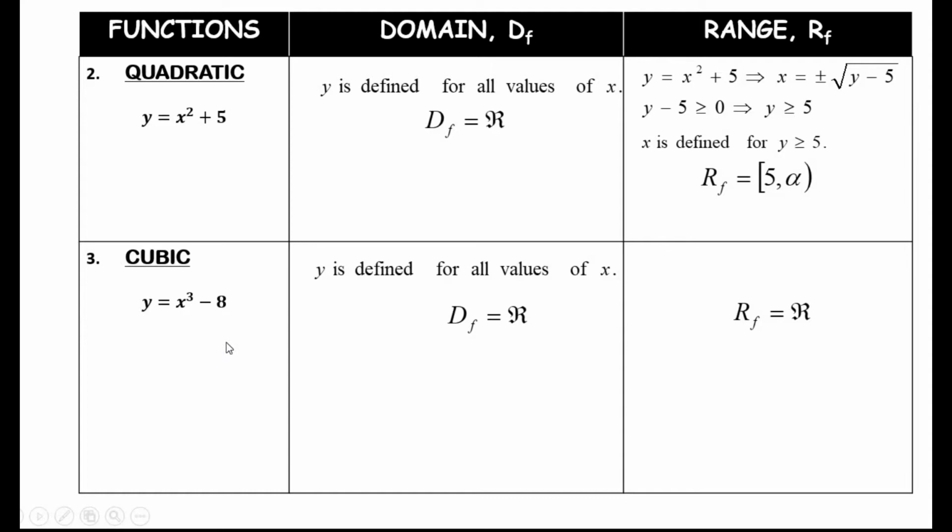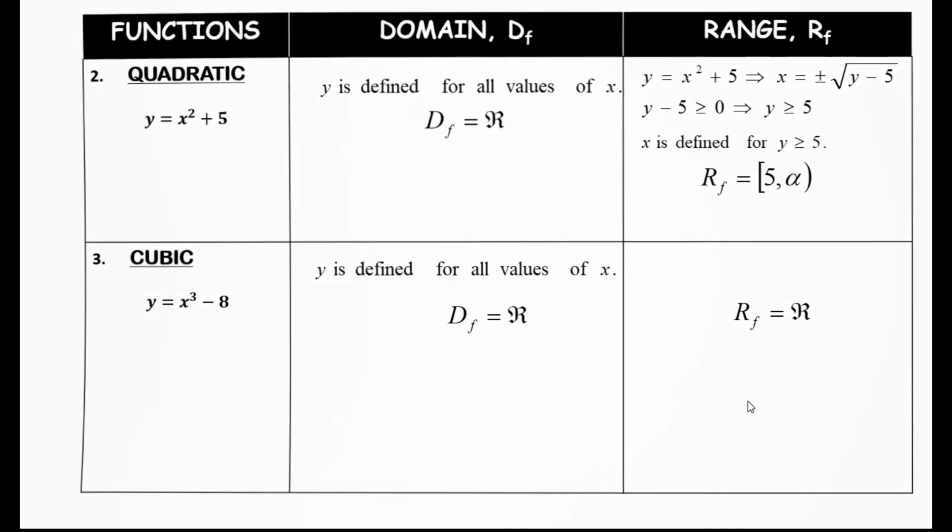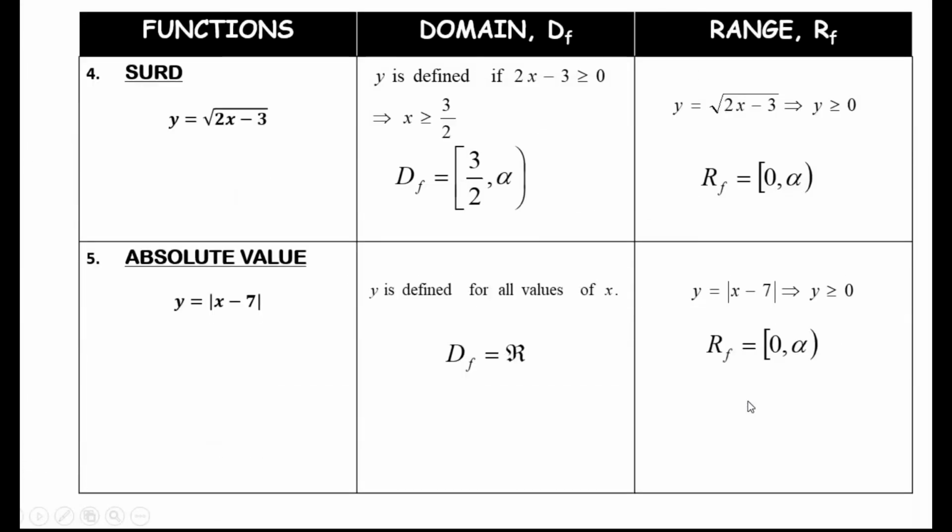For the cubic function, y is defined for all values of x, so the domain is all the real numbers. Same for the range: the range of the cubic function is all the real numbers. For the square root function, y is defined when 2x minus 3 is greater or equal than 0. Therefore, x should be greater or equal than 3 over 2, meaning that the domain of f is 3 over 2 up to infinity.